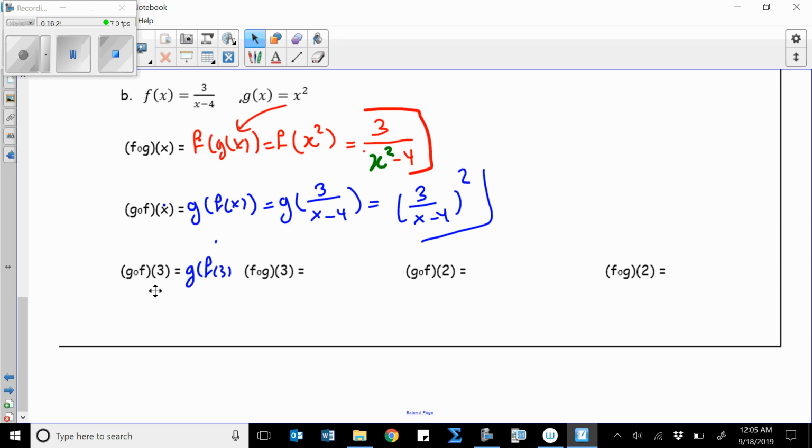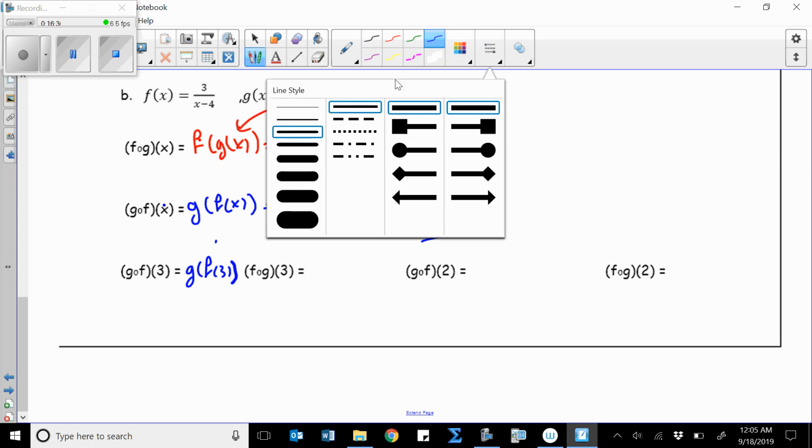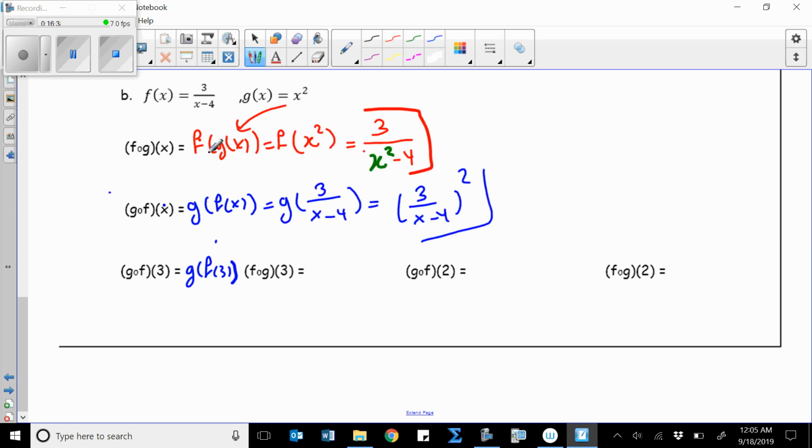So we need to find the inside first, because it's always starting from inside, then goes to the outside. So what is f of 3? Here in f of x, we're going to replace 3 for x. So this will be g of f of 3, which is 3 over 3 minus 4.